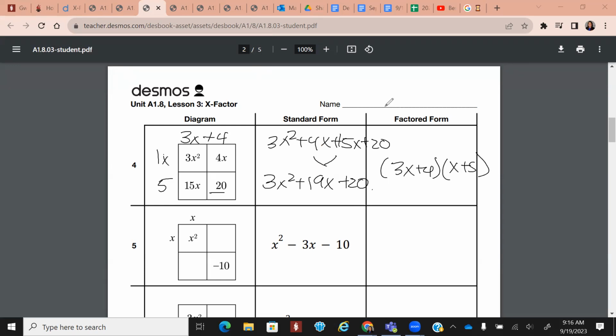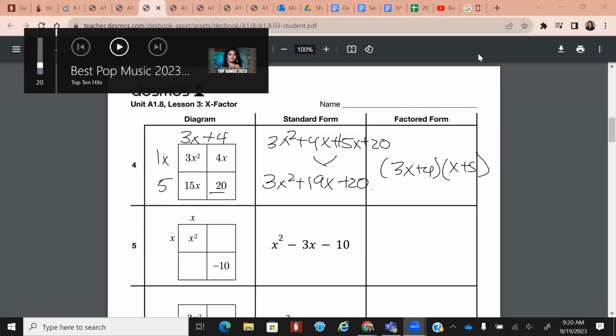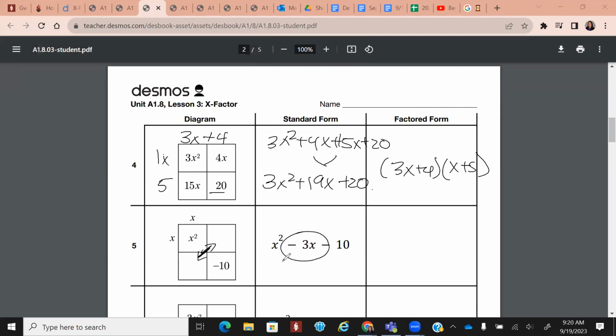Can you try the next one? So what is x times x? X squared. Okay, now we need this diagonal right here to add up to equal negative 3, right? So what are factors of negative 10? Negative 5 and 2. X times 2 is what? Negative 5 times x is, when I add this together, what do I get? So I got x plus 2 and x minus 5.